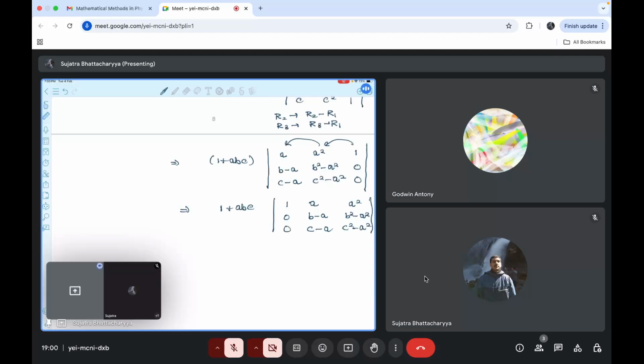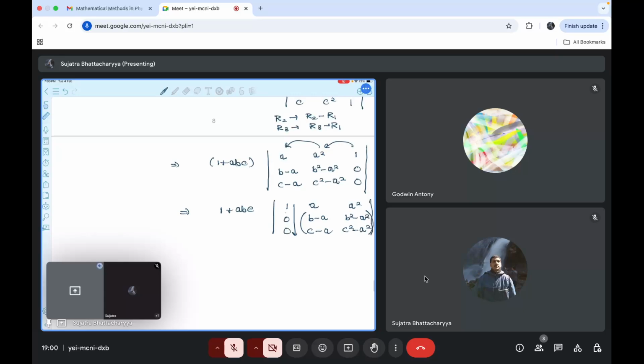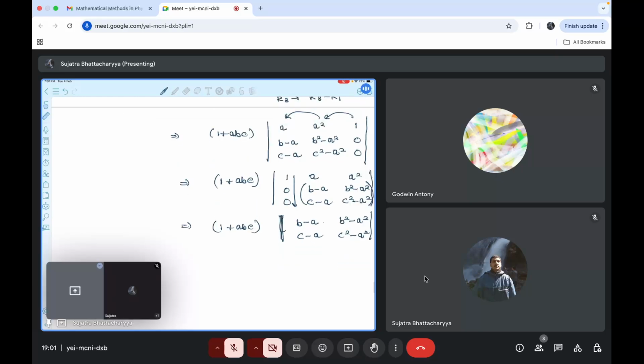Now, if you have to calculate the determinant, use this particular column. This will be the determinant of this because two zeros are there. So it will be 1 plus ABC, and you calculate the determinant here. Okay, so it will be the determinant of B minus A, C minus A, B square minus A square, C square minus A square. Now further you can solve. You can take common B minus A from the first row and C minus A from the second row.